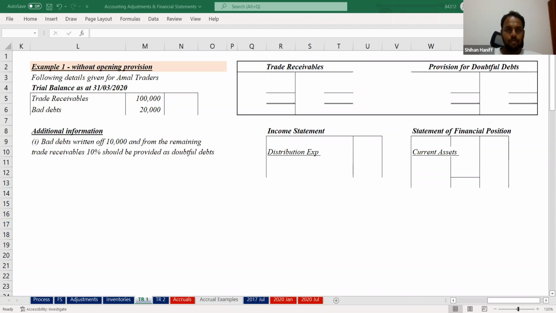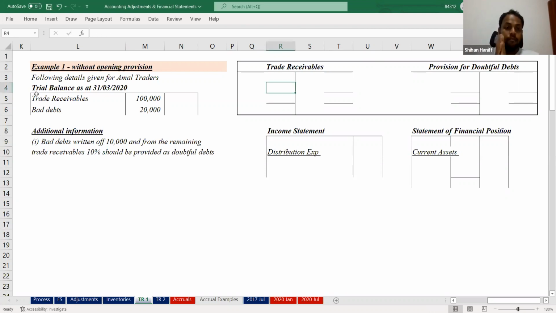There's a question. What is the bad debt written off? Bad debt written off means the bad debt. But I have explained. I will do this in the ledger first. So let's do the ledger account.